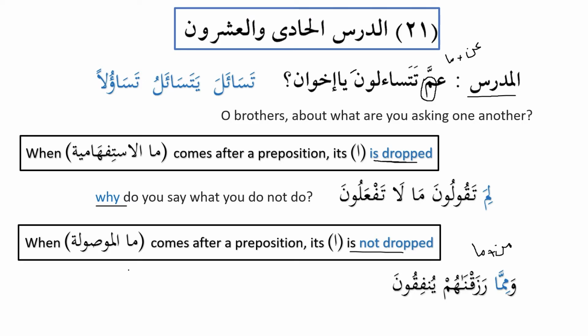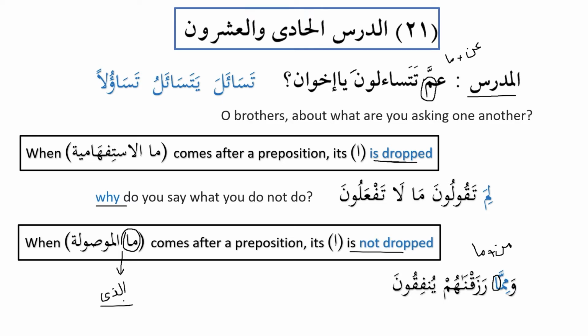But whenever we have ma al-mawsula in the Quran, then it is written with alif. You know what ma al-mawsula is? Which is used for connection, right? To connect two sentences or two nouns. So it basically gives the meaning of alladhi. Okay, what is the difference between ma and alladhi? Does anyone remember? Ma is a common noun and alladhi is a proper noun. So alladhi is a proper noun and ma is a common noun.